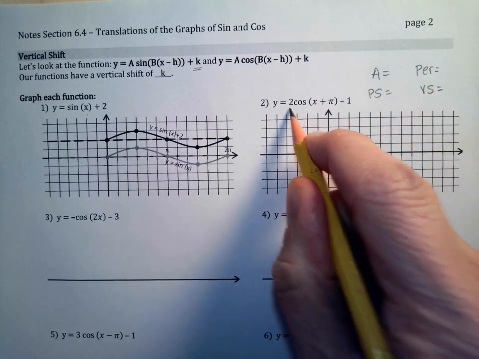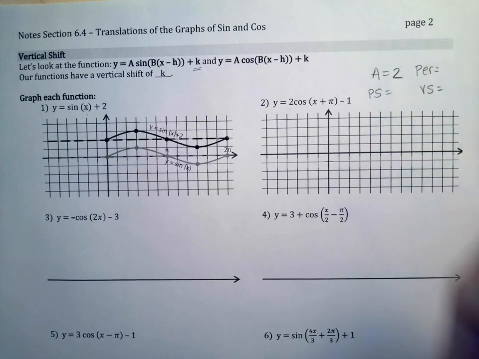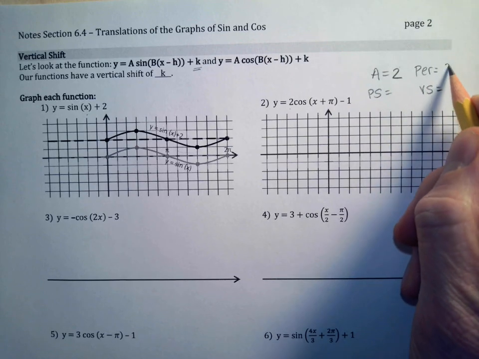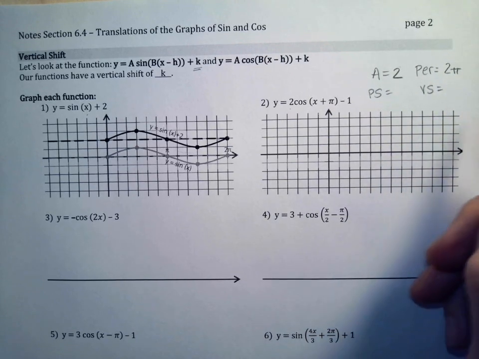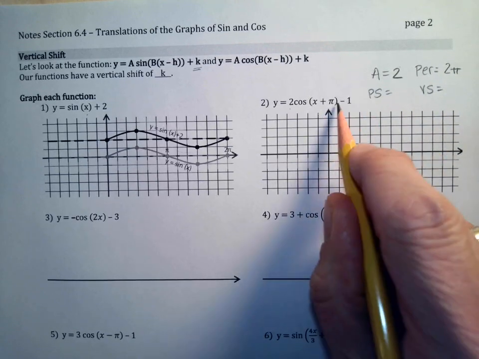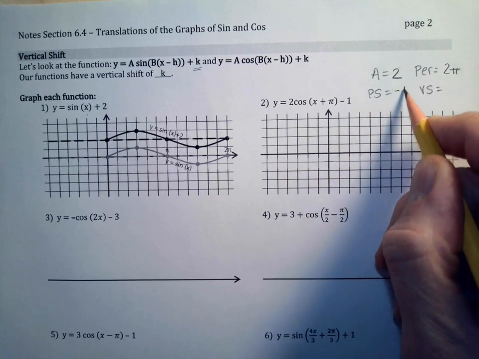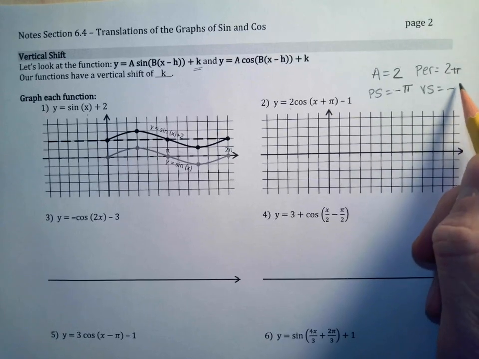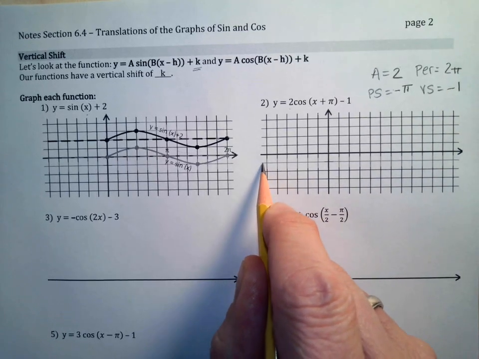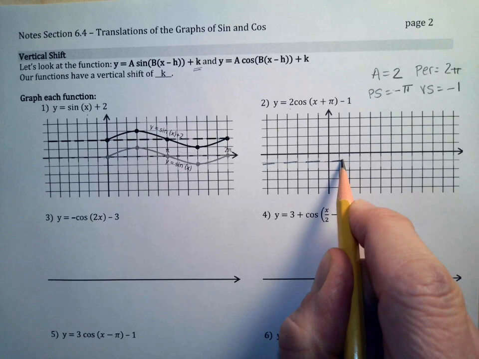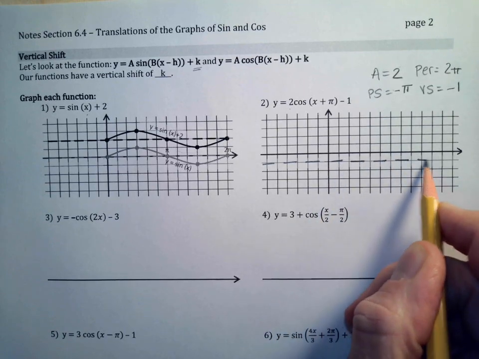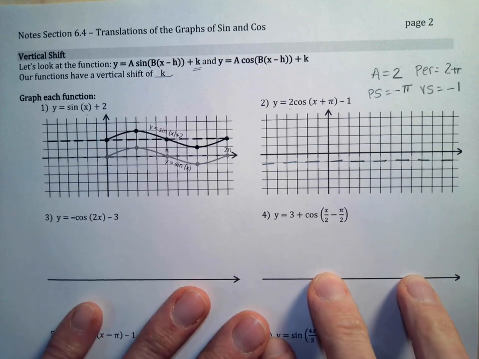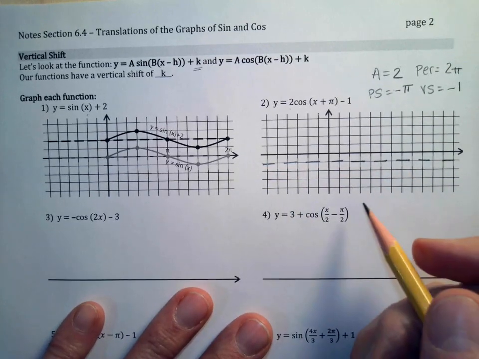So in this case, amplitude, or A, is 2. The period, B, is 1. So the period is just still 2 pi. The phase shift is negative pi. And the vertical shift is negative 1. So I'm going to do sort of a dash thing here. And again, you can see down below, we're not going to be really graphing these on graph paper, but this first example is on a graph paper.